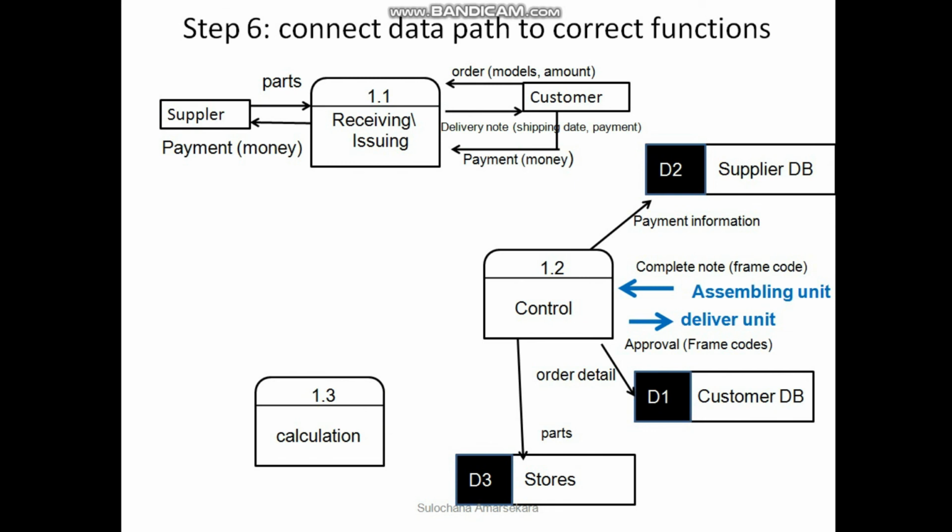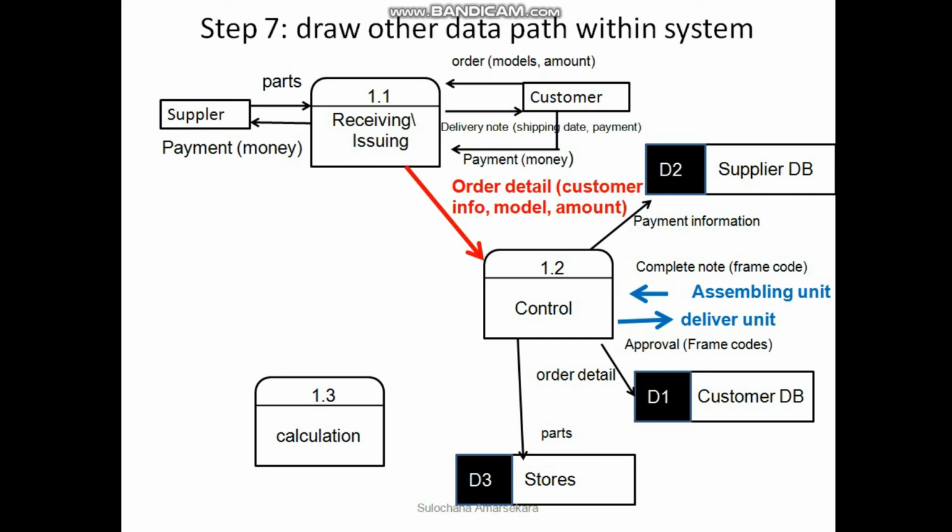According to step 6, I am going to connect all the data links to the suitable functional unit. You can see here the receiving and issuing unit controls all the external entities. Because of that I connect suppliers and customer to the receiving and issuing unit. The control unit updates all the databases and gives orders to other process units. Because of that, all the databases and data links coming from the other process units are connected to the control unit.